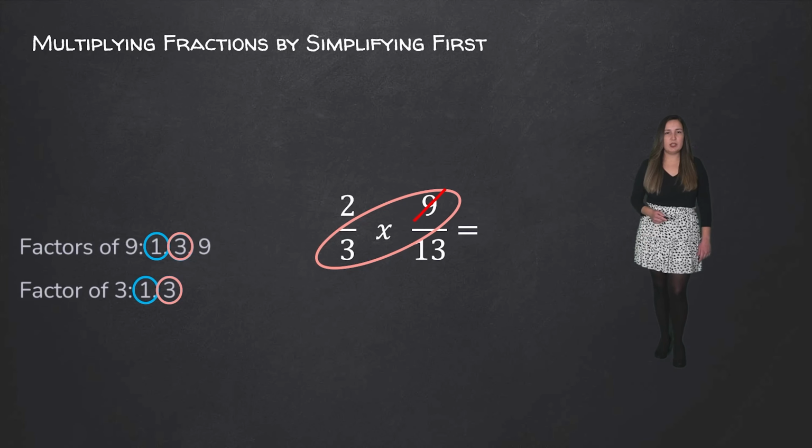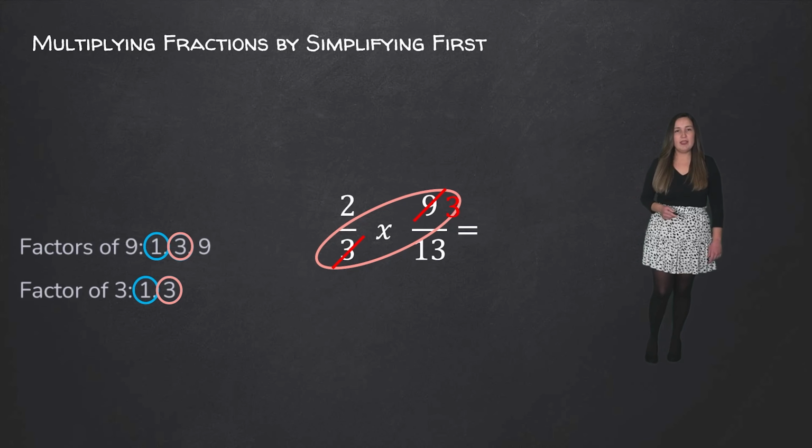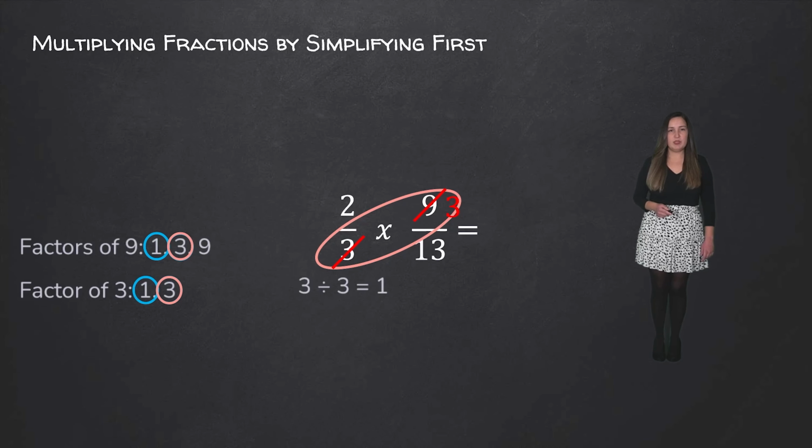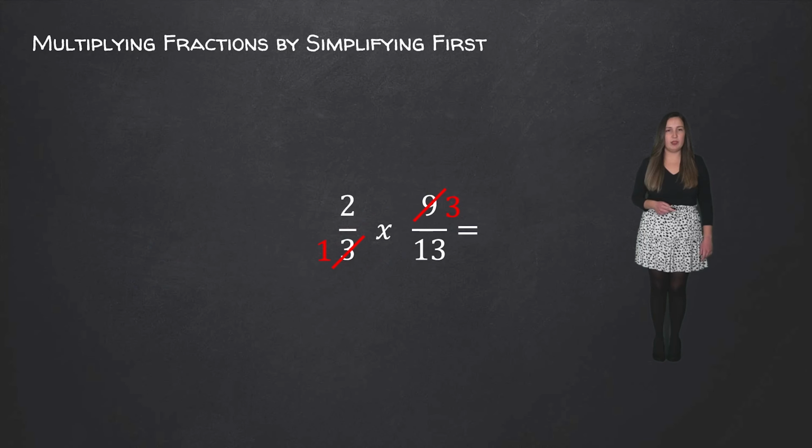So, to get us started, we cross out the 9. 9 divided by 3 is 3. So we're going to replace that 9 with a 3. And then we're going to divide 3 by 3. 3 divided by 3 is 1. So we're going to replace that number with a 1.